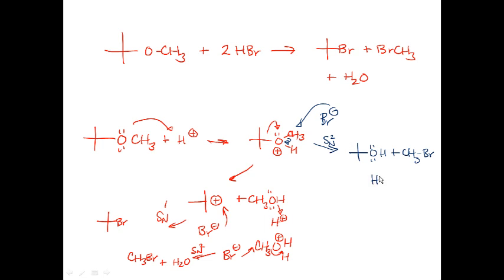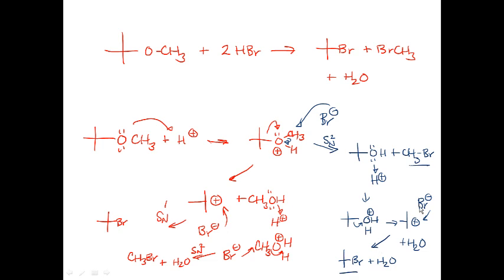Then the tertiary butyl alcohol would become protonated, and I would form this oxonium ion, and then being tertiary, I would break that bond to form a tertiary butyl carbocation and water, and then my Br minus would come in, add to that carbocation to then form the final product, tertiary butyl bromide. I'd have water, and then up here I'd have my methyl bromide.